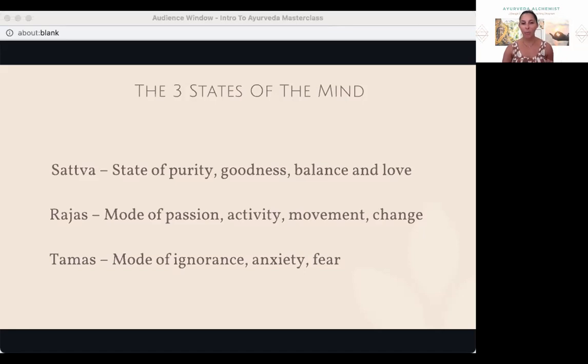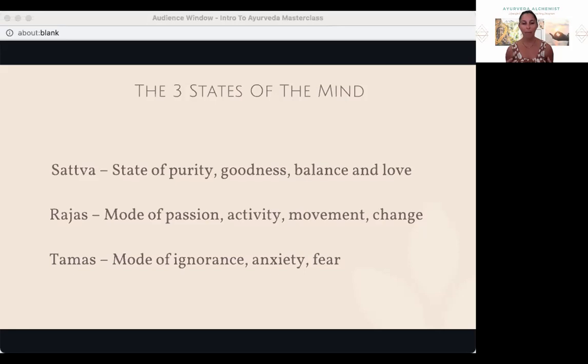A rajasic state of mind is when you feel motivated and you have passion and drive. So it's really good when you're in that mode of any sort of transformation or work. And then a tamasic state, the third state of the mind, is the mode of ignorance, anxiety, fear. It's when you can feel really heavy, lethargic, really run down or even anxious.